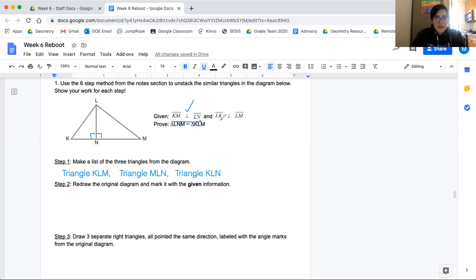Next is line LK is perpendicular to LM. So here's LM, here's LK. Perpendicular means right angles. So I put my right angle marker in there. All right, so that's step 2.